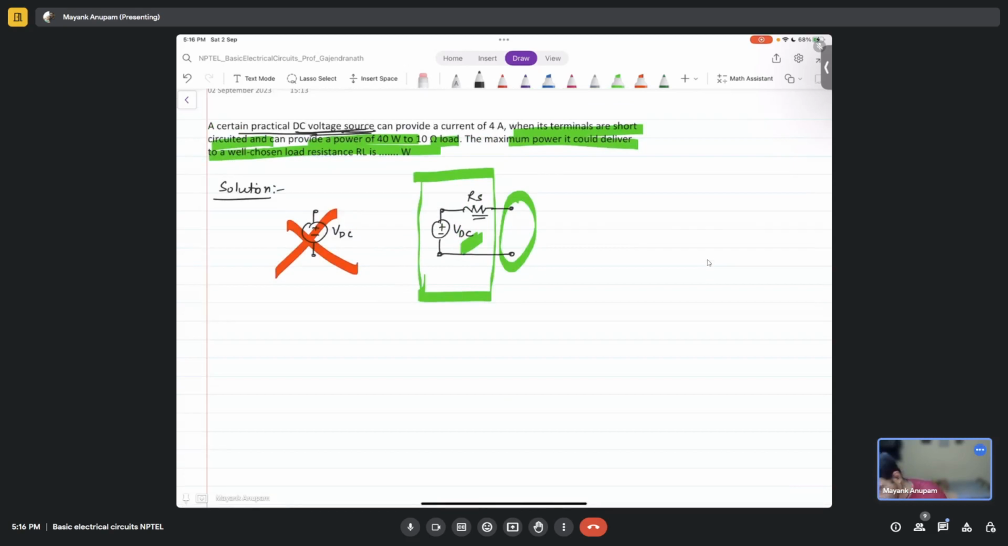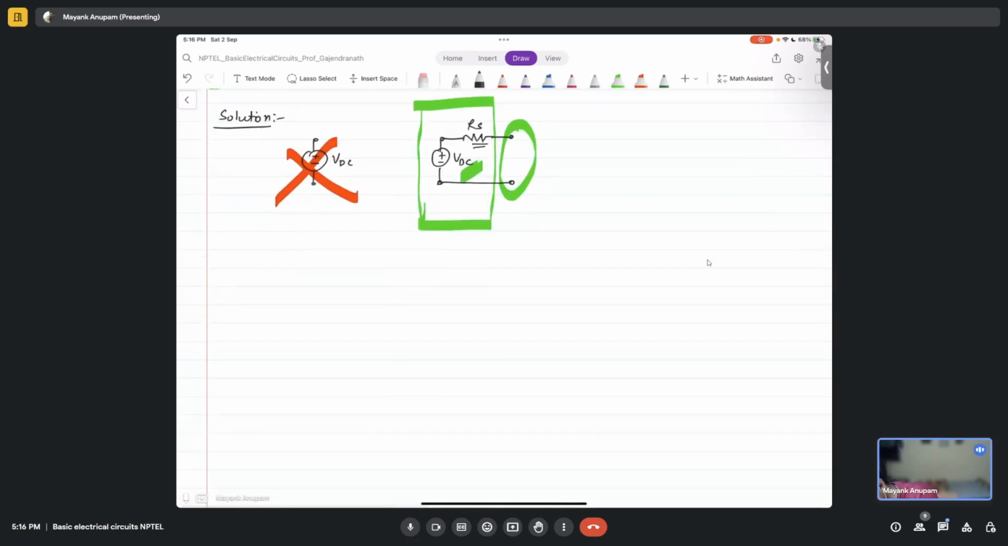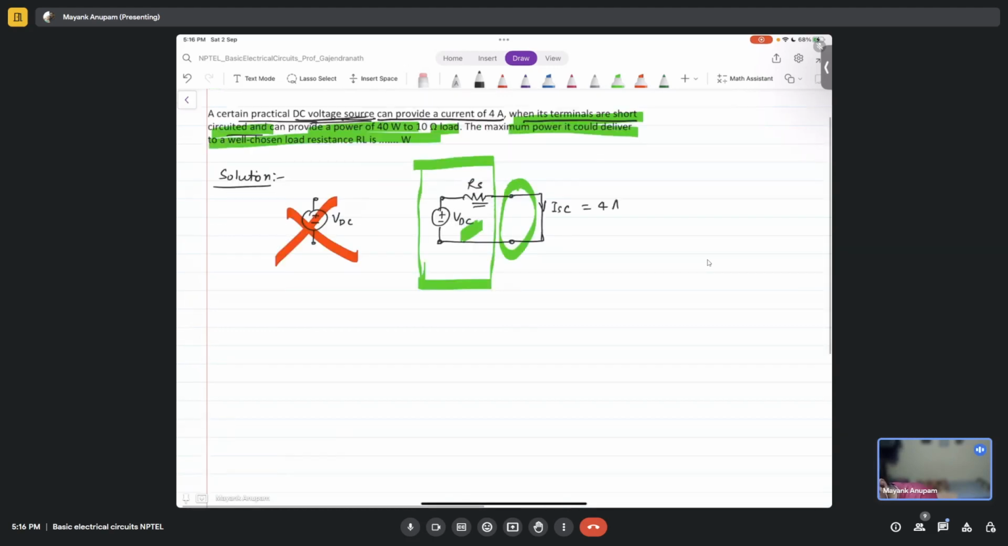So you have been given the information that this source can provide a current of 4 amperes when its terminals are short circuited. When you short circuit its terminals like this, what was the current? It was 4 amperes. So basically VDC by RS is equal to 4 amperes. This information is given to you.